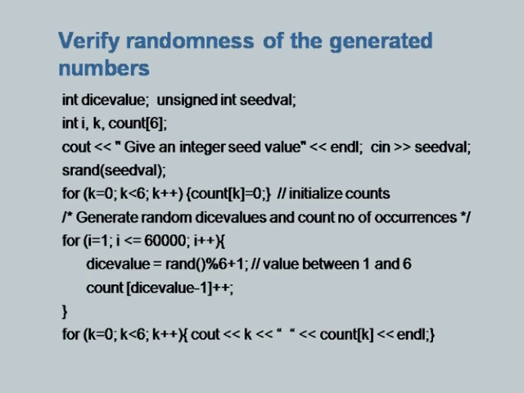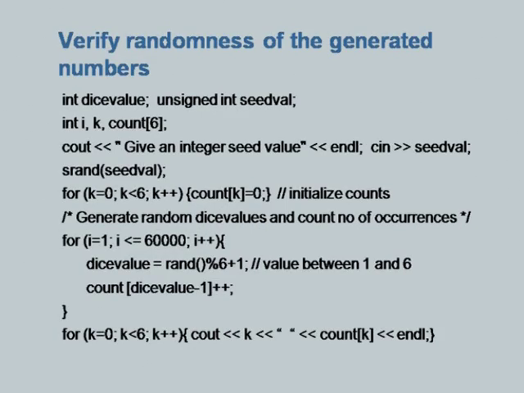I collect an integer seed value from the user and invoke srand. When I do that, I am resetting the start point for the generation of the random number sequences. I can generate any one of the 6 digits, 1, 2, 3, 4, 5, 6. I want to generate thousands of them and count how many times 1 happened, how many times 2 happened, how many times 3 happened. For that purpose, I have put an array called count array.